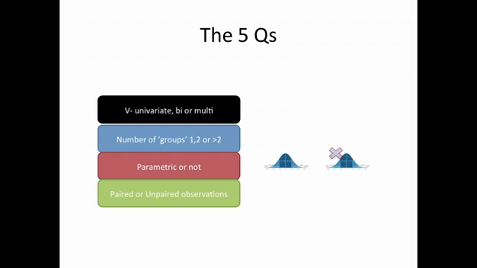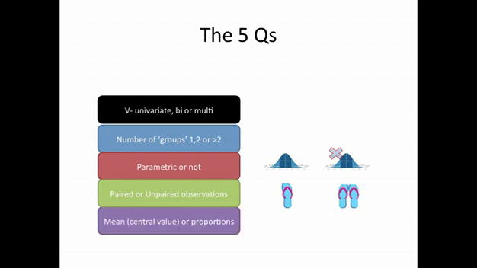Are we dealing with paired or unpaired observations? 2 observations of a variable from the same individual are more likely to be dependent on each other. But if these are from 2 different individuals, they will be independent. Finally, the question of mean versus proportions. Here, the important issue is the type of data. Are we dealing with categorical data or continuous data?